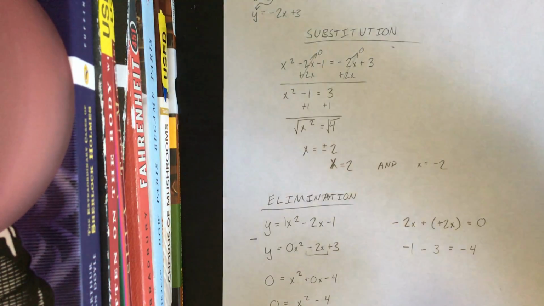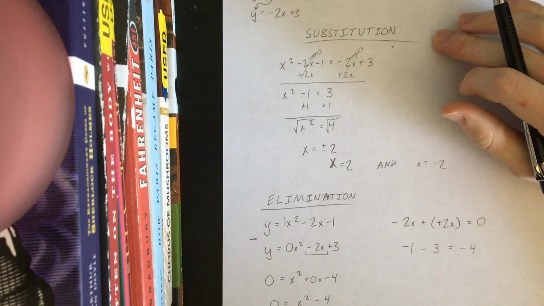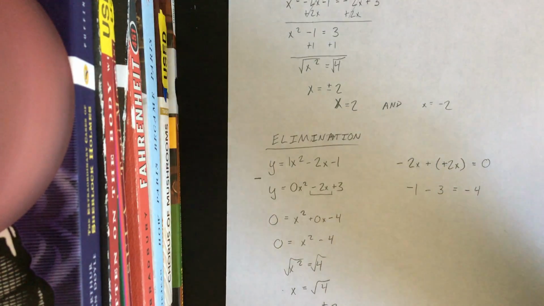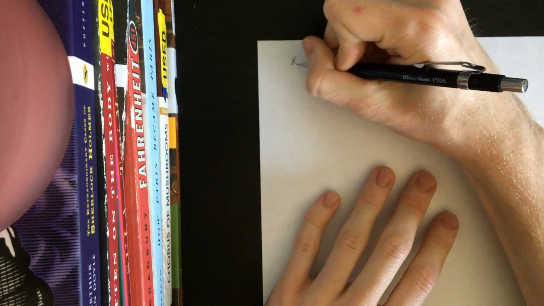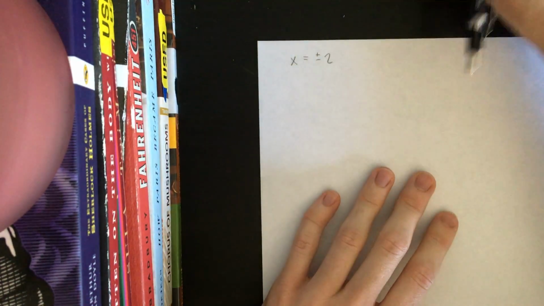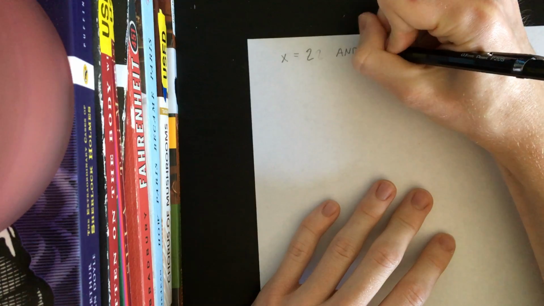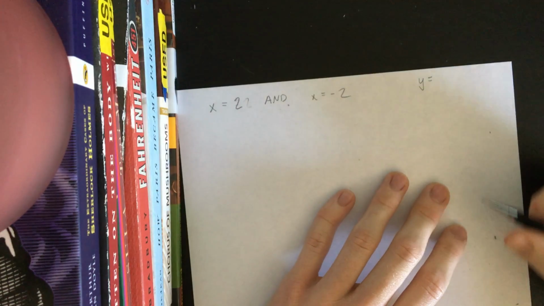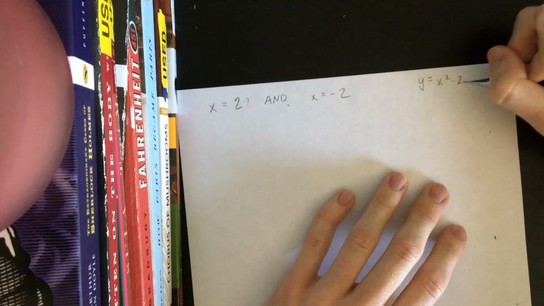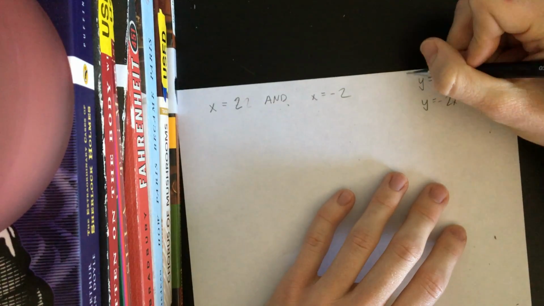So in a way, we both converged at the same answer, despite using different methods. That's what I want you guys to realize, that you can use substitution or you can use elimination. I'm a little bit out of space on this side, so I'm going to flip to the other side. I'm going to keep what we had, x equals plus or minus 2. I'll write it as x equals 2 and x equals negative 2. And I'm going to write down our equations here just for reference: y equals x squared minus 2x minus 1 and y equals negative 2x plus 3.